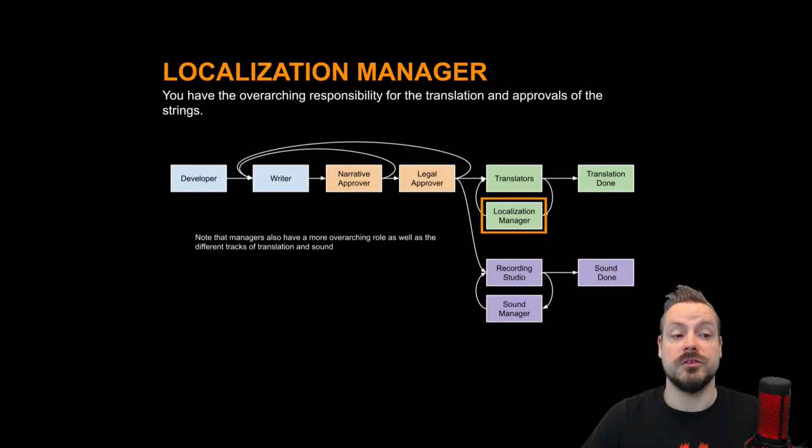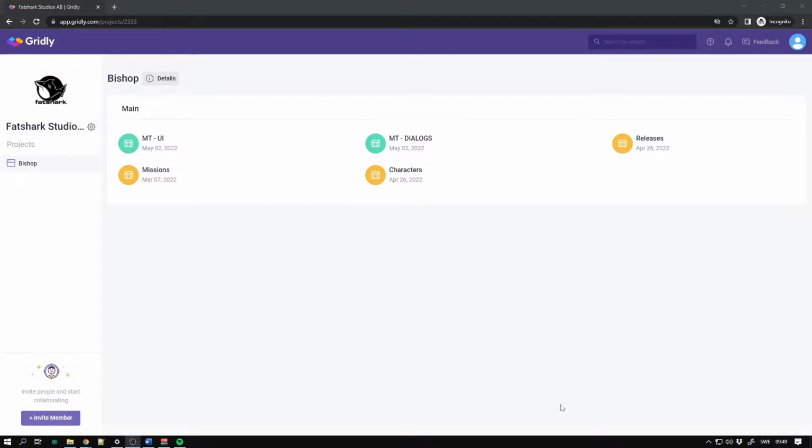As a localization manager, your role is a bit all over the place, and your job is to oversee the entire process and make sure things get reviewed and that they are completed. This role has more access and permission than other roles. As a localization manager, this is the view you will be met with.